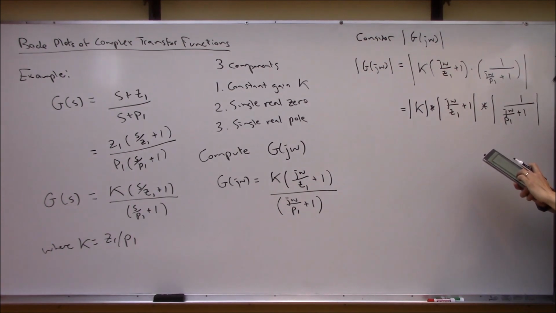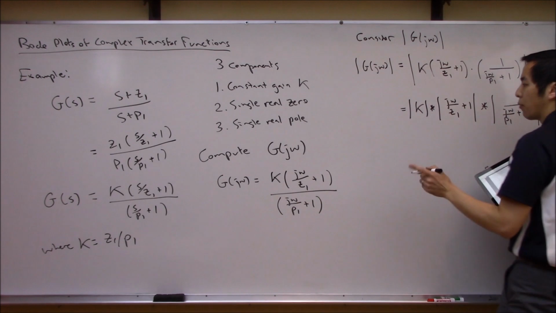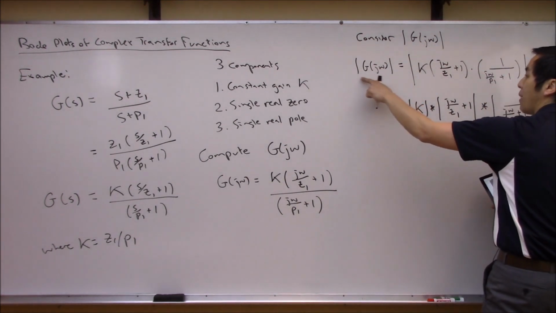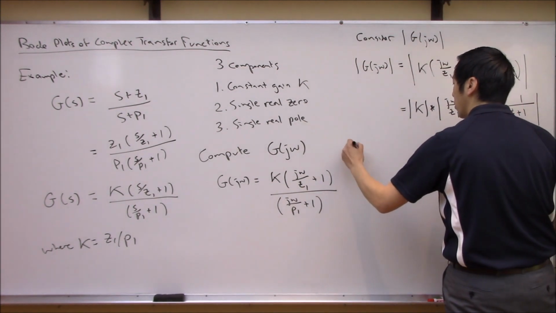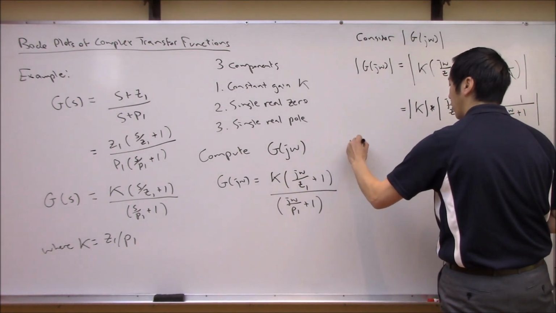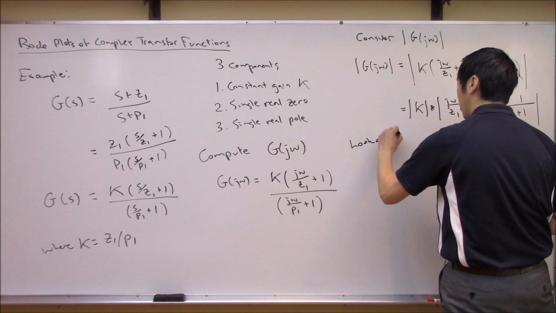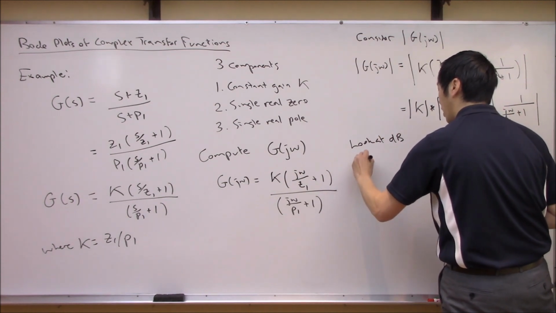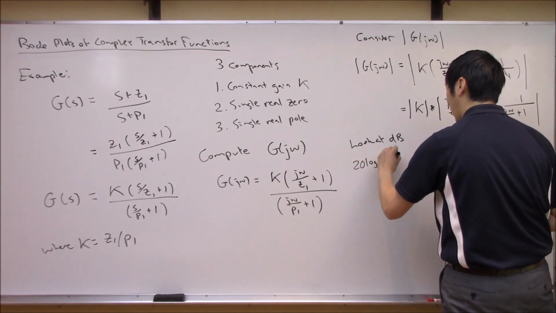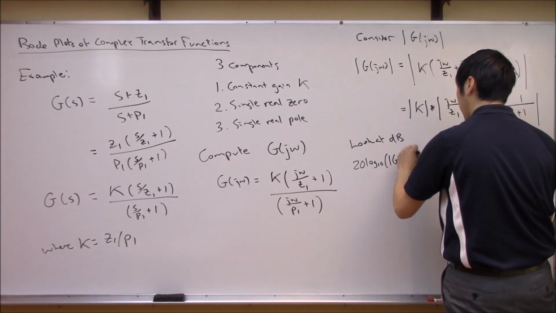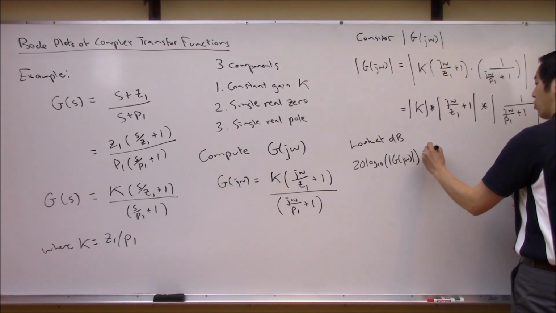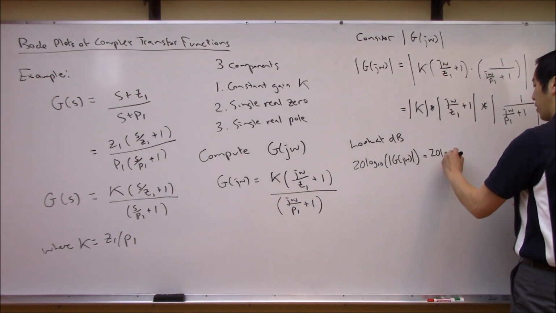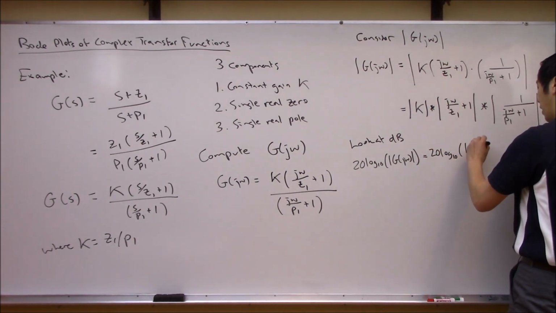Okay, and furthermore, if you remember from our Bode plot, our Bode plot actually doesn't plot the magnitude of G of j omega. We want to look at that in decibels. So let's write this down: we want 20 times log base 10 of the magnitude of G of j omega. So basically, if you look at this, it's 20 times log base 10 of the magnitude of k.